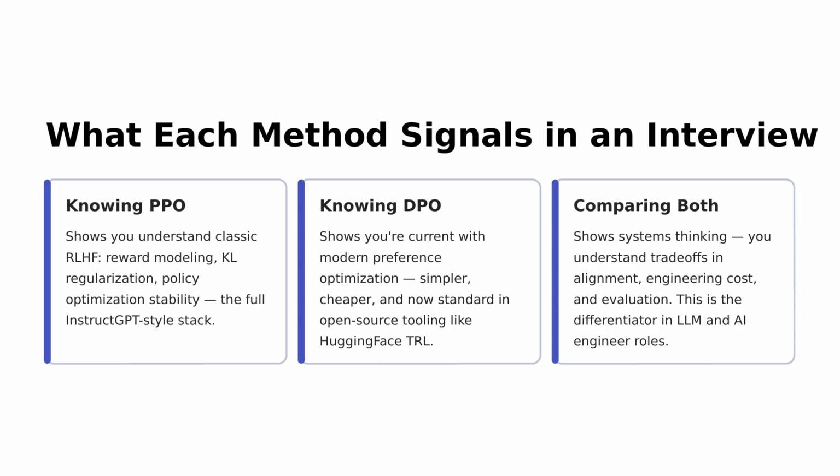In an interview, knowing PPO signals that you understand the classic RLHF pipeline, reward modeling, KL regularization, and stable policy optimization, basically the full InstructGPT-style setup. Knowing DPO shows you're up to date with newer preference optimization methods that are simpler, cheaper, and widely used in open source tools like Hugging Face TRL. And if you can compare both, that shows real systems thinking around alignment trade-offs, engineering cost, and evaluation.